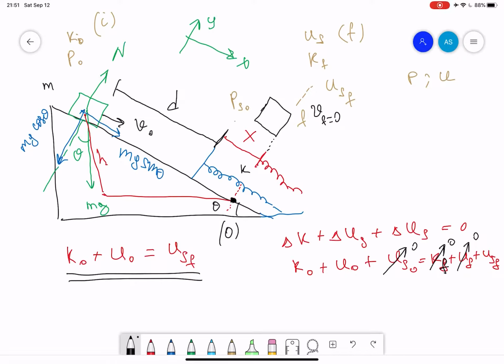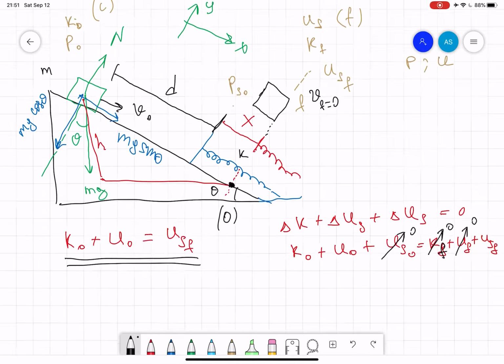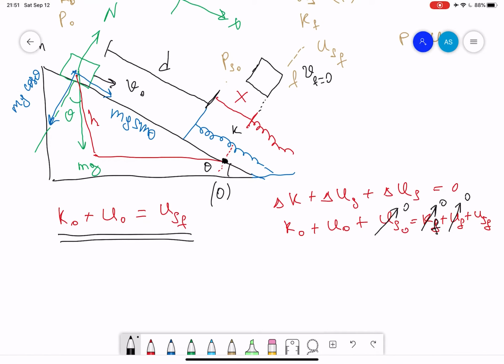Now let's write down what the initial kinetic energy is in our case. We have m v initial squared over 2 plus m g h at a certain height, which is equal to k x squared over 2. Now, how can we find the height h?